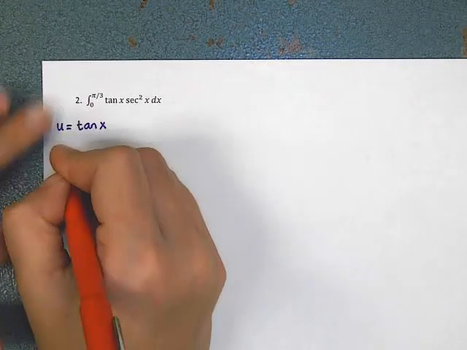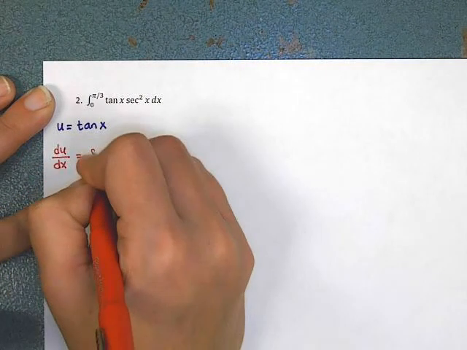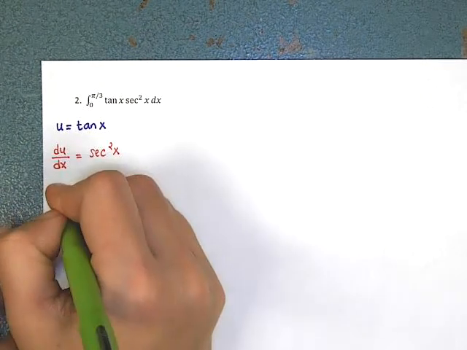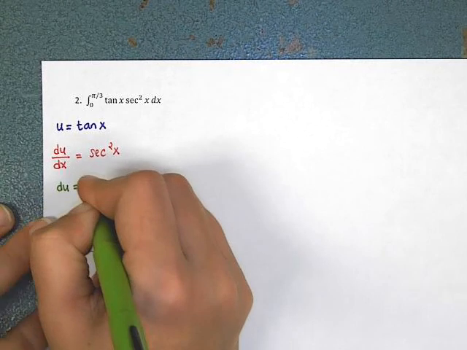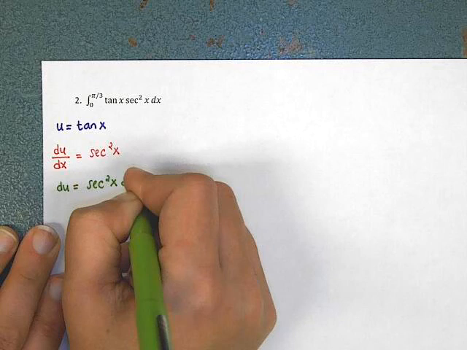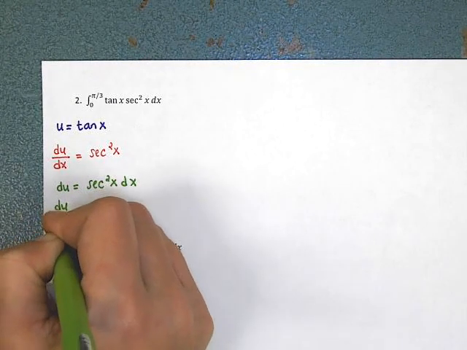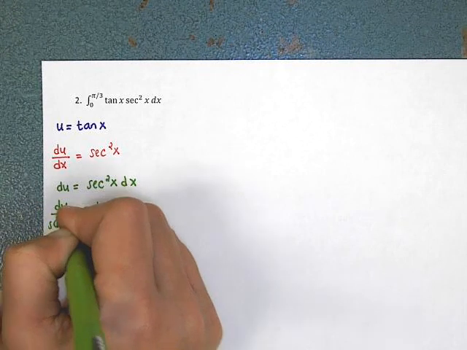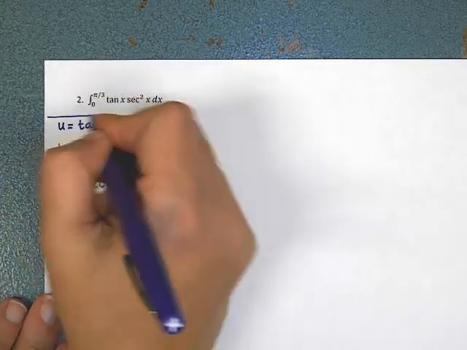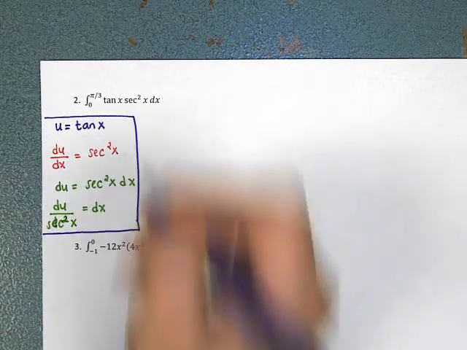Now the derivative of that would be du over dx equals secant squared of x. And then I would solve that and rearrange it and get dx by itself. So du equals secant squared of x dx, which means dx equals du divided by secant squared of x. Okay? So here we go. We're going to substitute. All of this is kind of on the side pre-starting the problem.